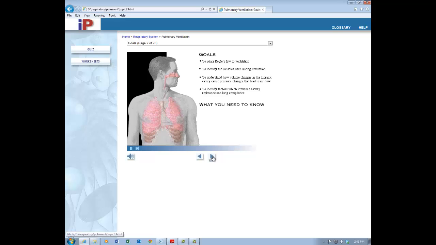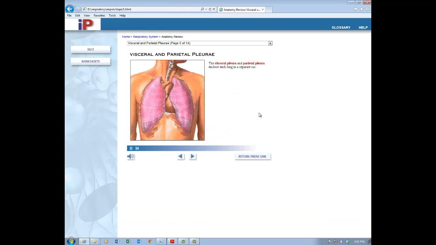Here's what you need to know: the location of the visceral and parietal pleurae and the pleural cavity. The visceral pleura and the parietal pleura enclose each lung in a separate sac. The frosty layer you see here covering the lungs is the portion of the parietal pleura that lines the anterior thoracic wall. Click a lung to remove the anterior part of the parietal pleura.